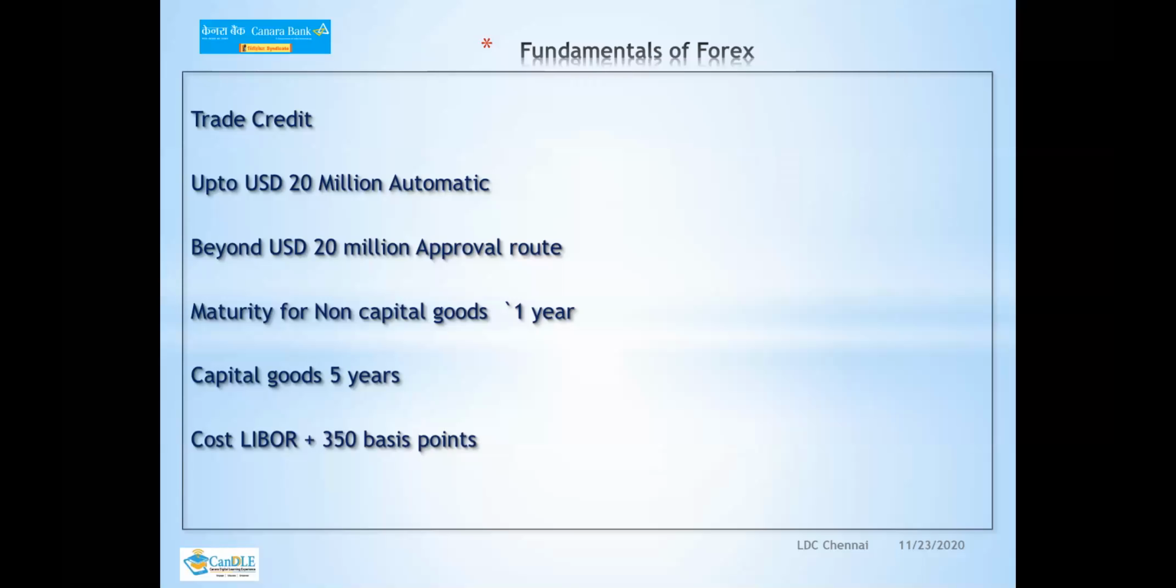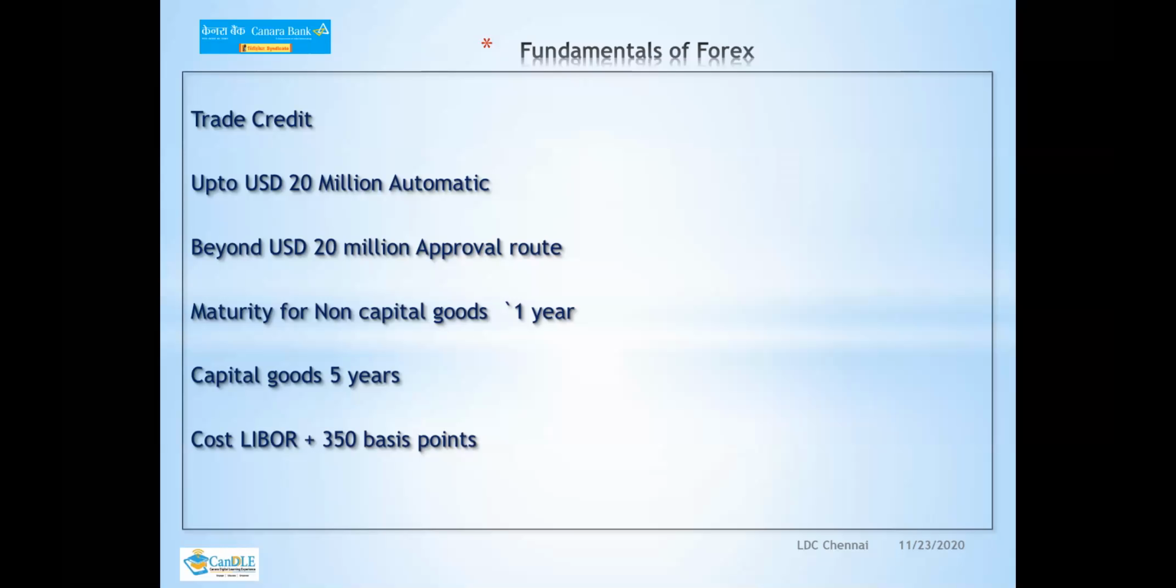So up to what amount? USD 20 million. Multiply by 70, how much does it come to? Nearly 1,400 crores, you take. Up to that, no need of any approval, because that party can use the automatic route. Beyond that only it is approval.